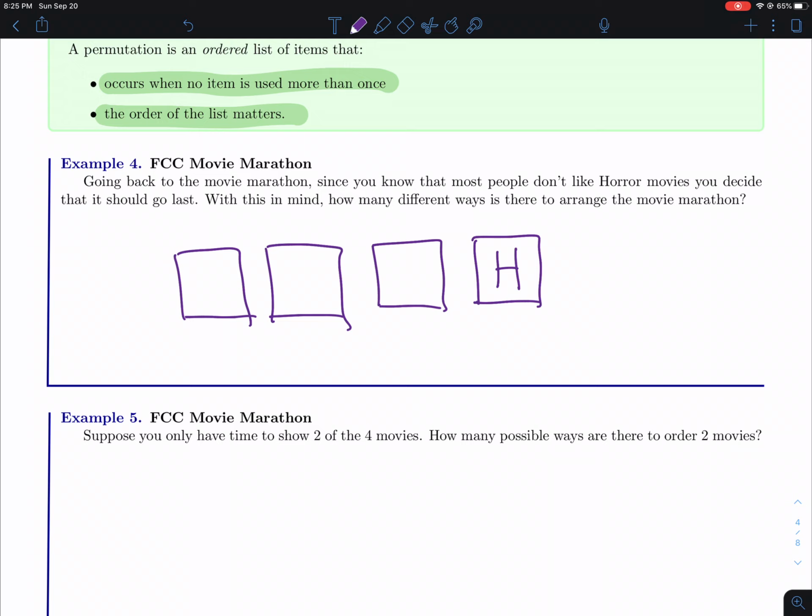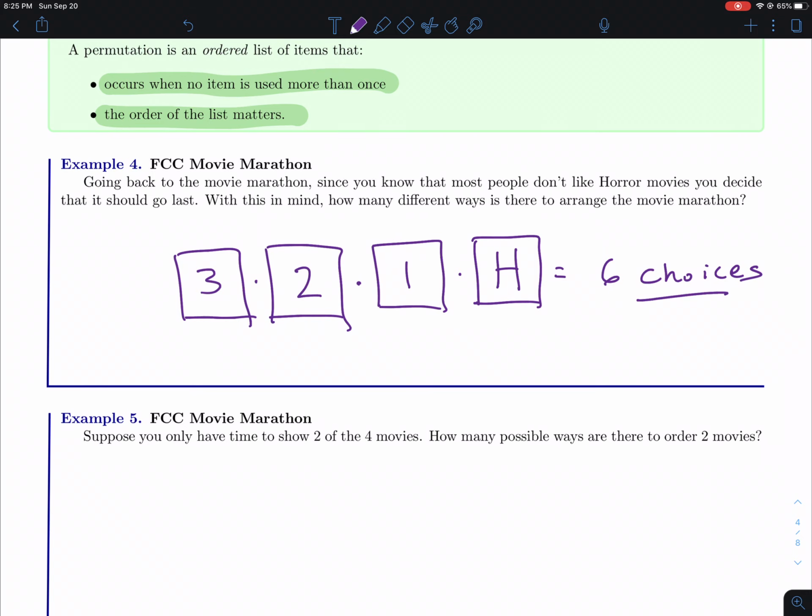So now if I go back to the 6 o'clock time slot, there's the action, there's the comedy, there's the drama. So I've only got 3 possible choices for what movie could go first. And then similarly, I'm not allowed to repeat any movie. So I've got 2 choices, then 1 choice. And then we don't multiply the H, that's just there. So just 3 times 2 times 1 gives us 6 choices, with the horror movie as the last possible movie. All right. Is that okay?